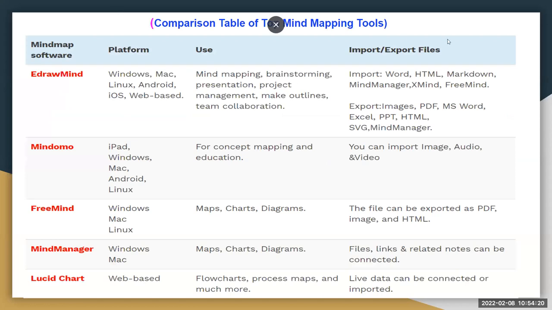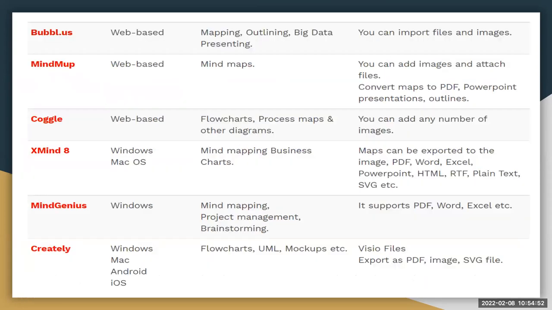In this slide, I have shown you the comparison of different mind mapping tools in terms of platform, its use, and its import and export files. So I'm not going to read this slide. You can see it, and if you wish, you can click a picture of this slide also. So here is a comparison of different tools: EdDraw, Mindomo, FreeMind, MindManager, Lucidchart, Bubble.us, MindMap, Kaggle, XMind8, MindGenius, Creately.